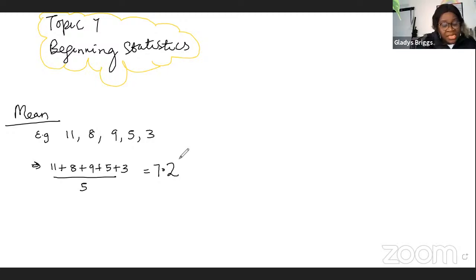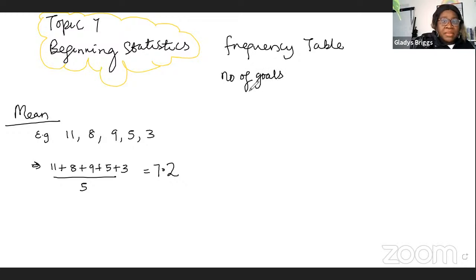Now that's for when you have an ordinary data set. But sometimes you can have data that is presented in the form of a table, a frequency table. So let's have a look. Maybe you have number of goals, and I'm going to call that X. And you have the frequency, and I'm going to call that F.